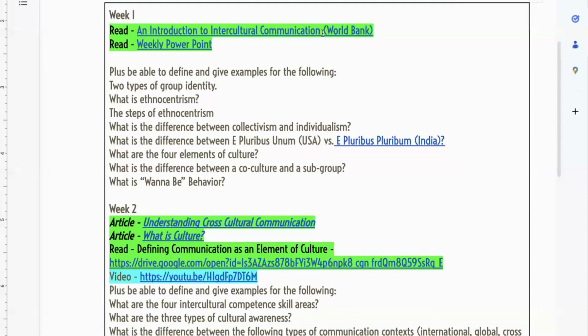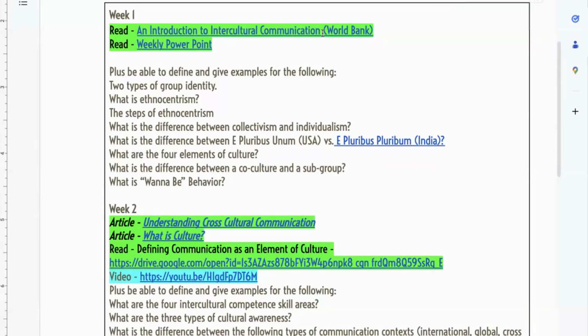Also know the difference between e pluribus unum, which is based in the US, you'll see it on the back of many of your coins, and e pluribus pluribum, which is very evident in countries like India. E pluribus unum is out of many, one, and e pluribus pluribum means out of many, many. So what is that difference when it comes to culture? Think about the US versus other countries.